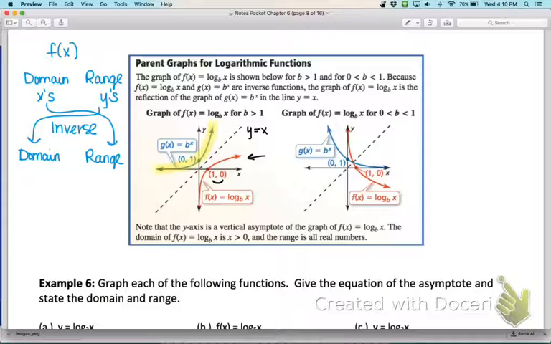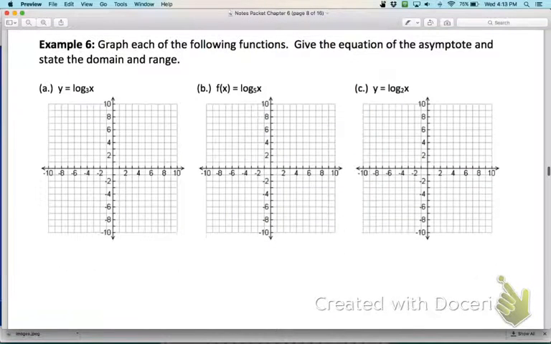So let's go ahead and try to put some of this together and figure out how to graph these. So we want to give the equation of the asymptote, and we want to state the domain and range. So to start, and this is what I've got set up for you to do on your assignment tonight, we're going to figure out what the exponential function is that would be the inverse. So if y is equal to the log base 3 of x, the inverse is going to be y is equal to 3 to the x. 3 is the base because that's the base of the log. And then because we want the exponents there, this is what we end up with.